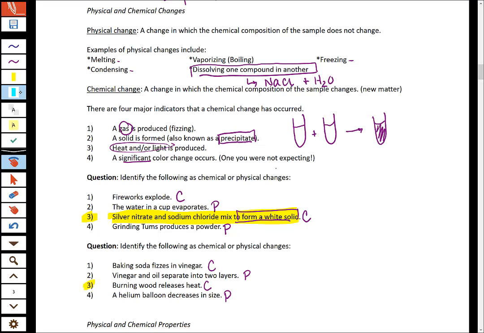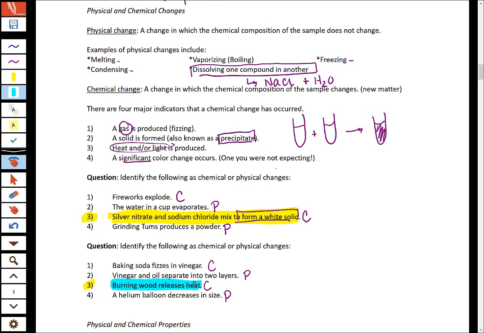The other one that gets people is wood releasing heat. I have had students argue with me and tell me that this is absolutely a physical change because burning wood is a physical change. Well, here's the problem. Can you get that ash at the bottom of your fireplace and turn it back into a log?